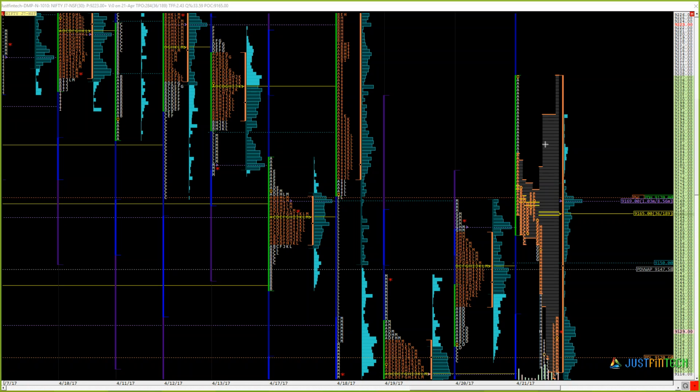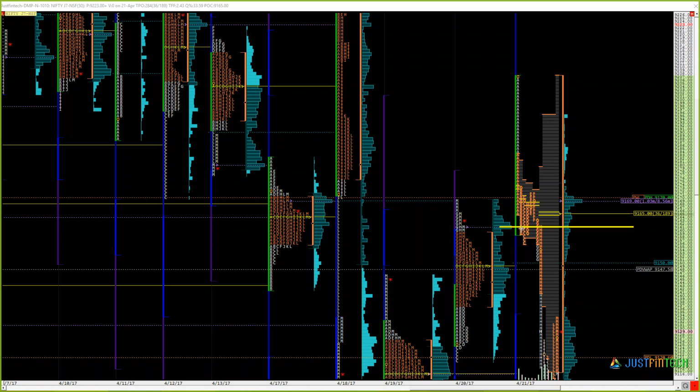So it breaks down into this HVN, tries to pull back up. C period tries to pull back up, unable to do so, does not go above this, which is also the point of control of the first period as well as the high of the B period. Is not able to go through that.